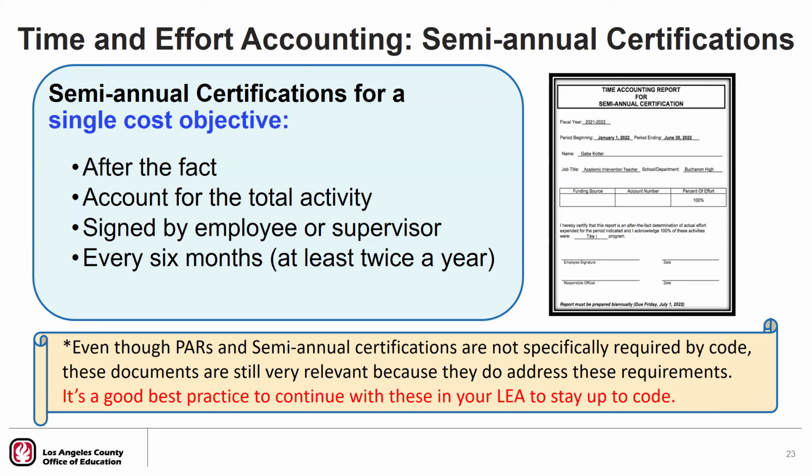Now, please note that neither federal regulations nor the CDE require LEAs to use a specific format for documenting salaries and wages. As long as the format satisfies the requirements listed on this slide and in the CFRs, any document will suffice. However, semi-annual certifications and PARs are a good choice to use because you can rest assured that they contain all the required information that will be requested by your FPM reviewer.